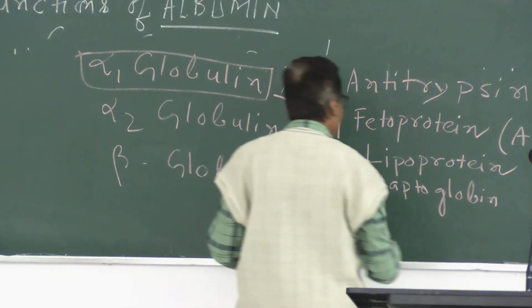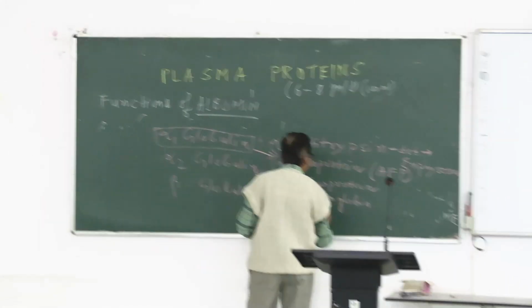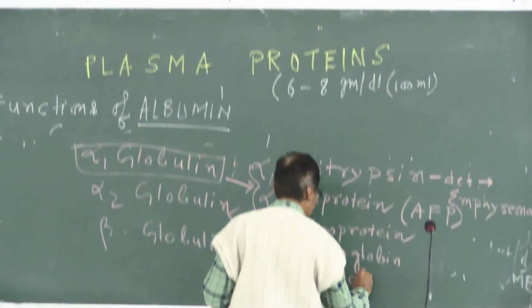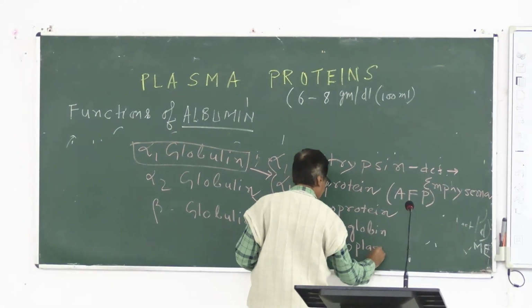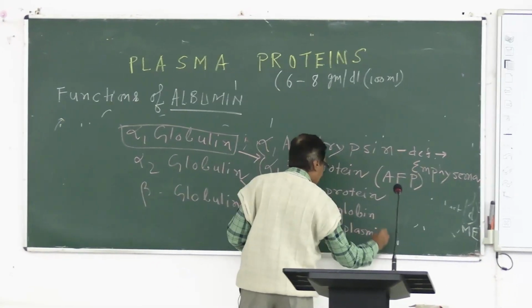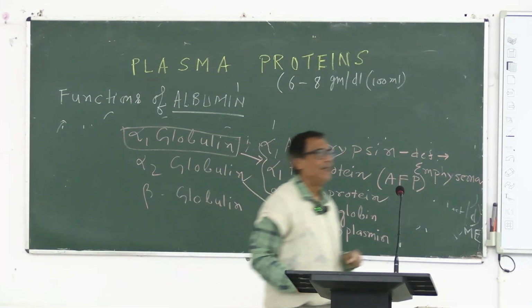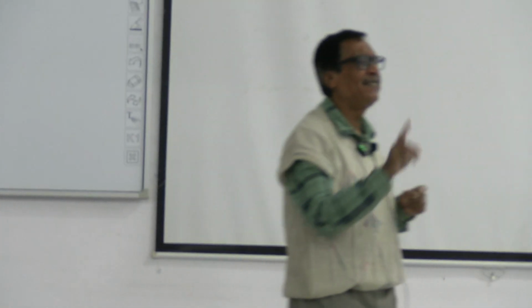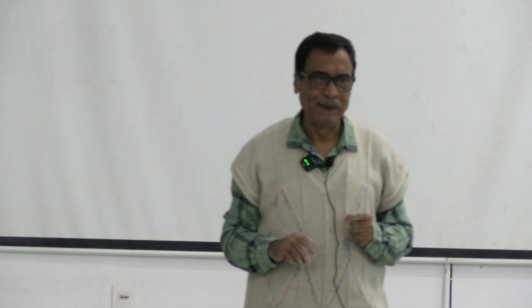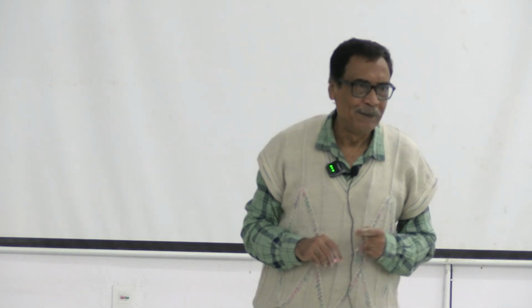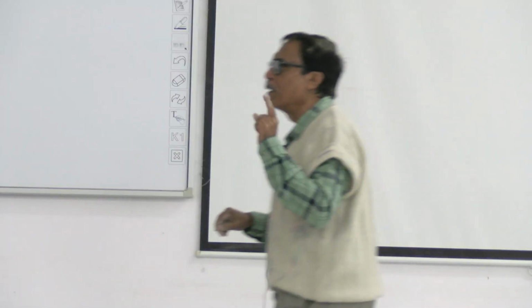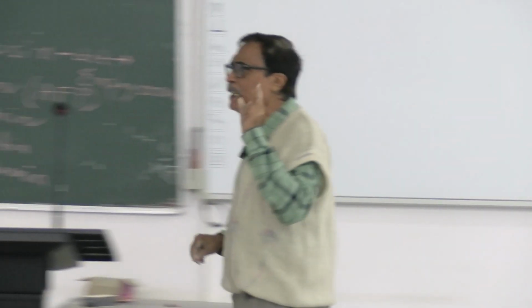Haptoglobin and ceruloplasmin, very important proteins. Ceruloplasmin is an alpha-2 globulin, it carries copper. Earlier I said albumin carries copper, but it is 10%. 90% of the copper is carried by ceruloplasmin, 10% of the copper is carried by albumin. Ceruloplasmin is a copper binding protein, copper carrying protein.